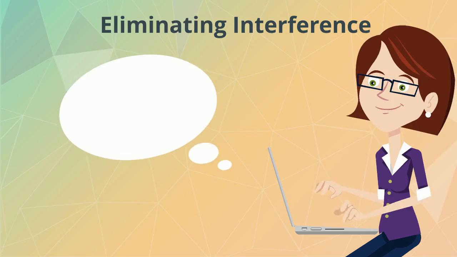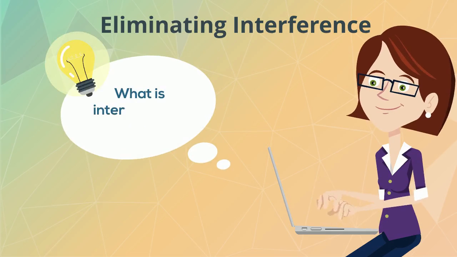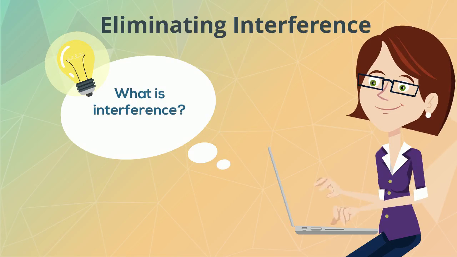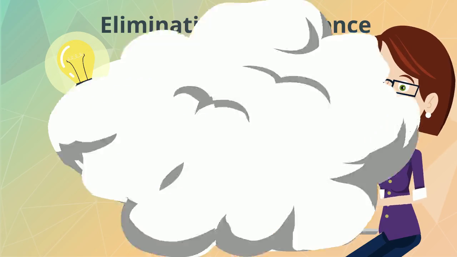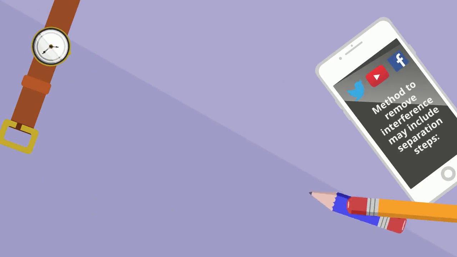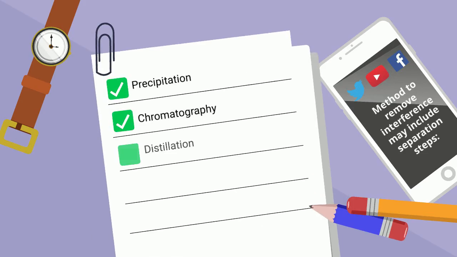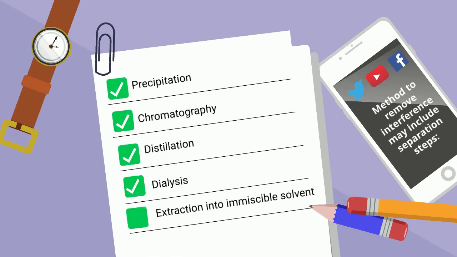The last part will be the eliminating of interference. So what is interference? Interference is the species other than analyte of interest that will affect the final measurement. It will cause an error in the analysis. Methods to remove interference may include separation step, namely precipitation, chromatography, distillation, dialysis, or extractions into immiscible solvent.